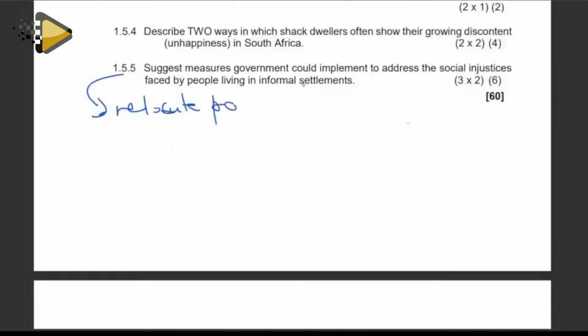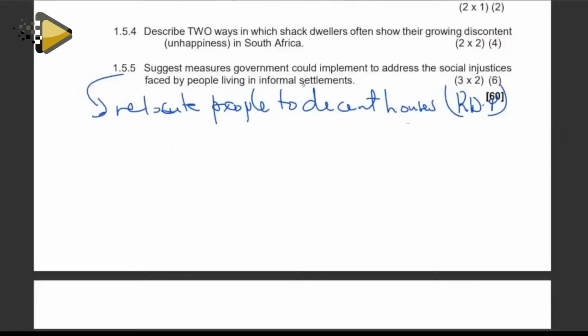Relocate people to decent houses. For example, we talk of the Reconstruction and Development Programme by the government, the RDP programme, which is trying to provide less costly housing to the people. So they must relocate those people to decent houses, which have been controlled by the government. The government is making all efforts to try and construct cheaper basic housing to try and accommodate people.